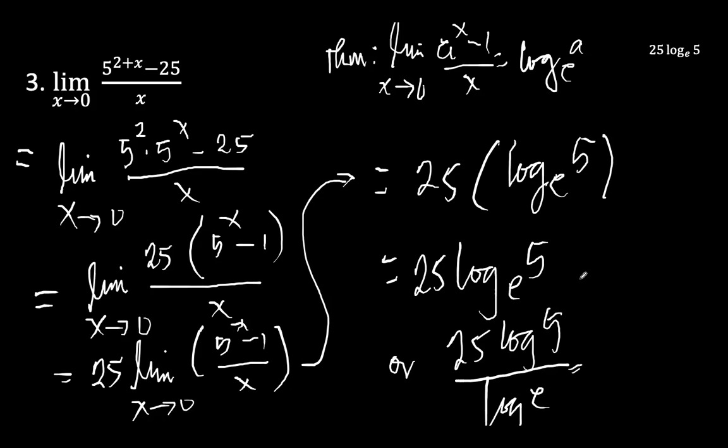Or you can also express your answer in terms of natural logarithm, 25 ln 5. You can also do that, okay? And these three expressions have equal values. So our answer is this, and we got the correct answer, all right? And I hope you get the correct answer as well.